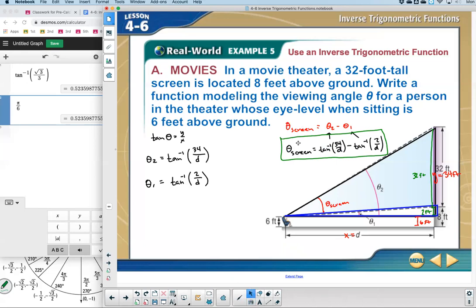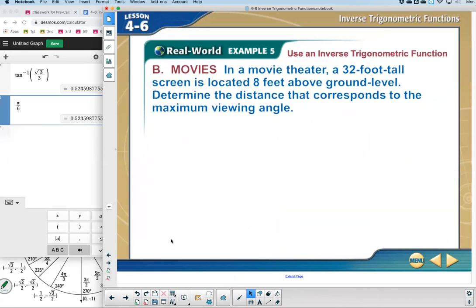Okay, now I'm going to copy this portion and go to part B now. Part B says, I'm going to paste that right here. It says, determine the distance that corresponds to the maximum viewing angle. So if you want to have the greatest screen value, what distance would you need to be apart?